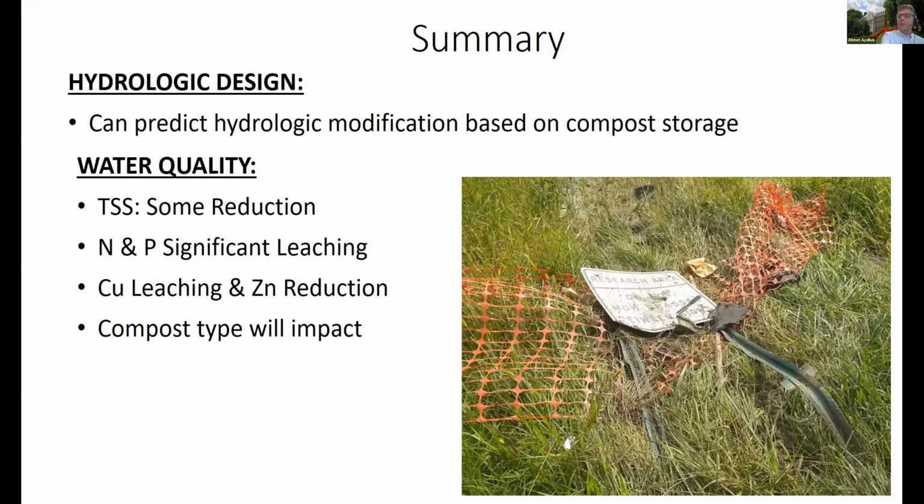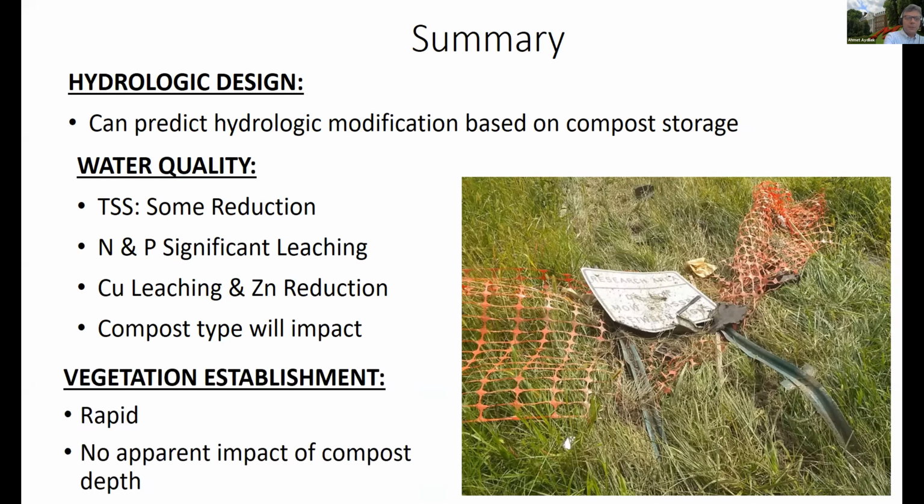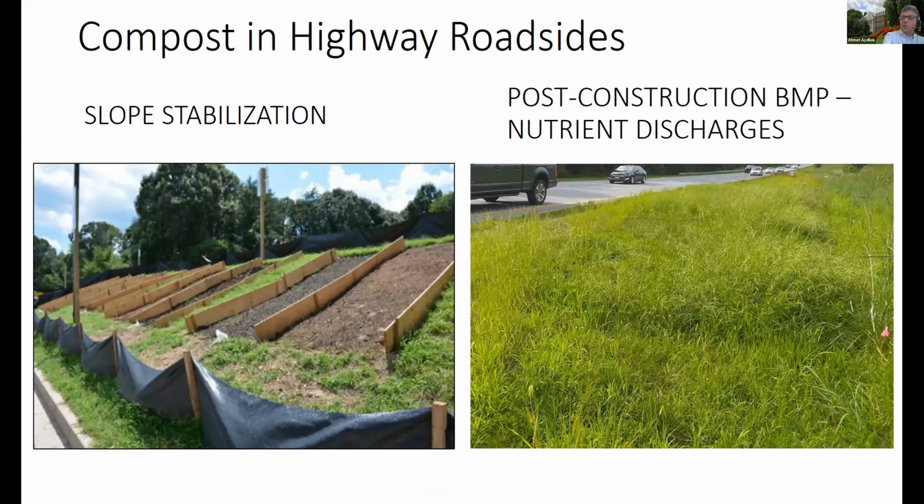I already mentioned the results on water quality. For TSS, we have some reduction, and for nitrogen and phosphorus, we have leaching, and then obviously the compost type will impact all these things. So as a result, for slope stabilization or slope applications, it may be okay. For the nutrient discharge, I think we have to be somewhat careful about these systems.